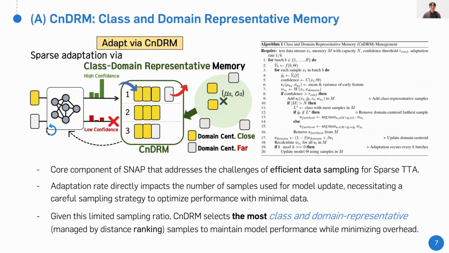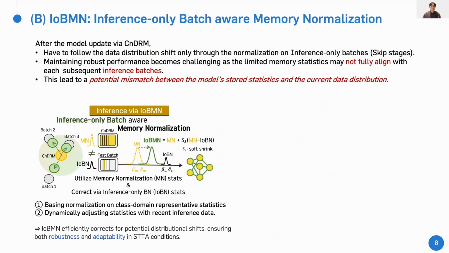With these 2 signals, CNDRM maintains a compact but adaptive memory. The memory size matches the batch size for efficiency, and when it becomes full, we replace the samples far from this domain centroid with new, high-confidence ones that better satisfy both criteria. As a result, the memory consistently keeps the most representative samples under shifting distributions with minimal overhead.